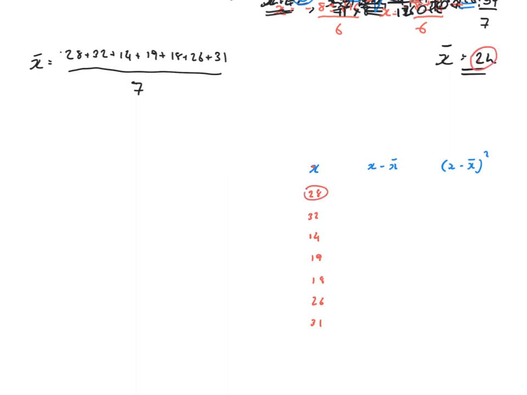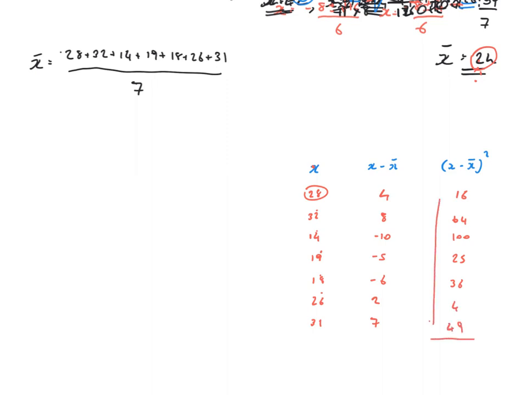Okay, x minus x bar: start with x and I take away x bar. So 28 take away 24 is 4, 32 take away 24 is 8, 14 take away 24 is minus 10, 19 take away 24 is minus 5, 18 take away 24 is minus 6, 26 take away 24 is 2, 31 take away 24 is 7. Then square each of these results. 4 squared is 16, 8 squared is 64, minus 10 squared is 100, minus 5 squared is 25, minus 6 squared is 36, 2 squared is 4, and 7 squared is 49.